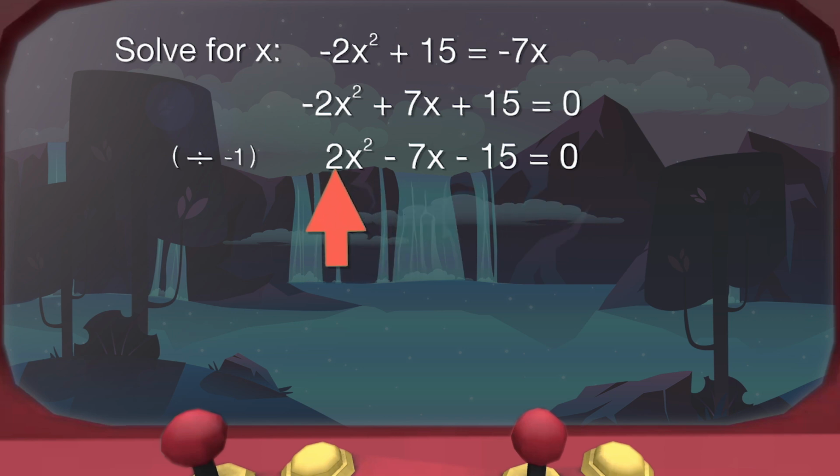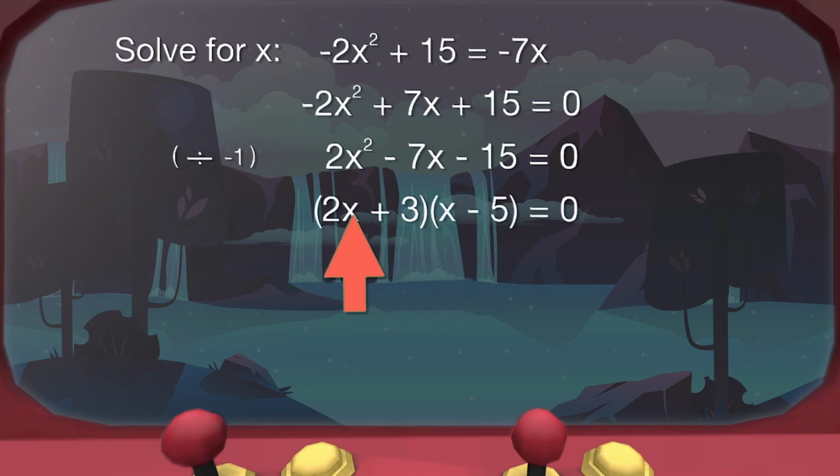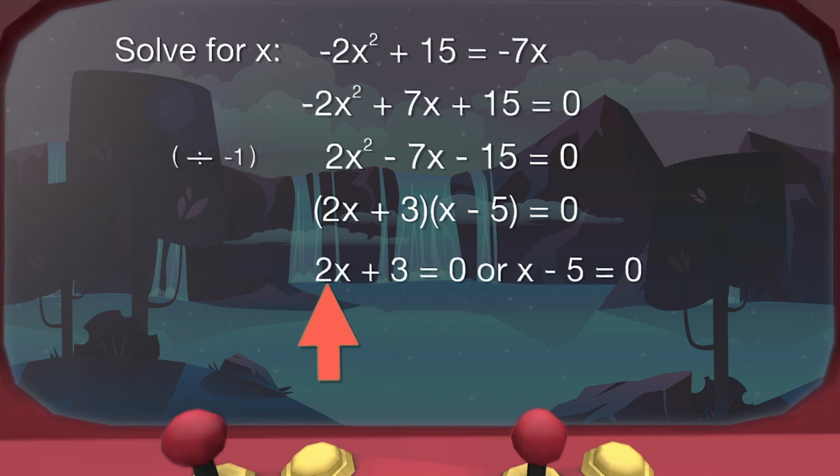Now we again have a quadratic equation that is a trinomial, and we will factorize it. That will leave us with the following two brackets: 2x plus 3 in brackets and x minus 5 in brackets, which is equal to 0. Again, this is a zero product rule, and we want to know what this x value should be that makes this bracket a 0, and what this x value must be that makes this bracket a 0. So all that we do is we equate this bracket to 0 and we equate this bracket to 0. And here it is: 2x plus 3 is equal to 0, or x minus 5 is equal to 0.